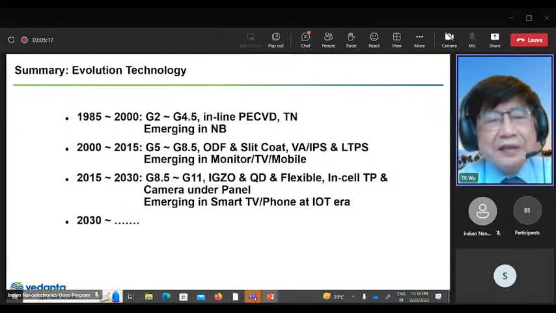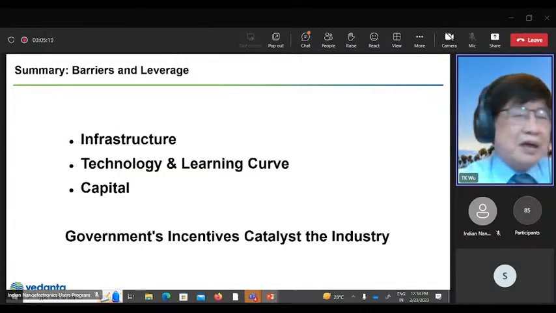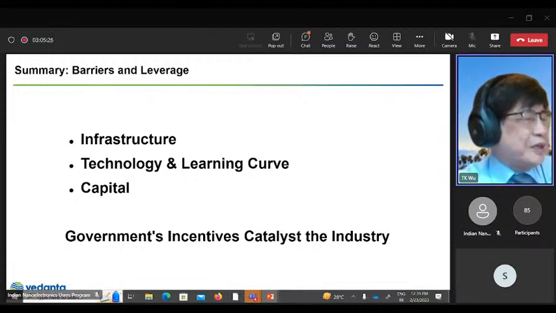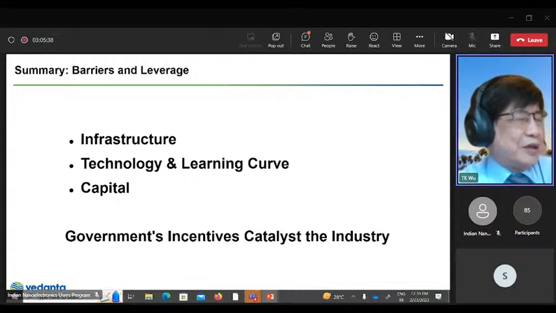Okay, next slide. Okay. What if we want to develop the TFT industry in India? I think the most important thing, infrastructure, is the number one issue we are going to face. The upstream equipment and the raw material suppliers are all in Japan, Korea, and Taiwan. It's far away from India. And so there's a cost in the beginning.